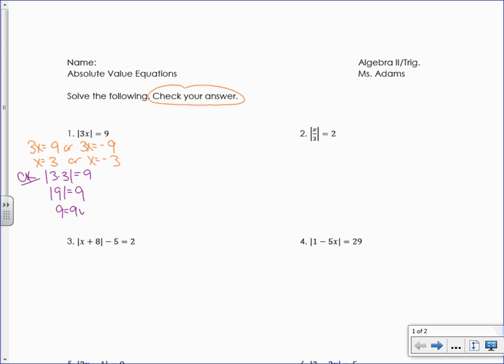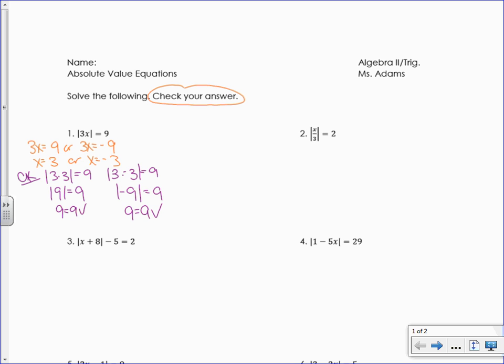And that checks. I do my second check because you have to check both. And we get the absolute value of negative 9, and that's just 9. And boom, those both check. Woohoo!